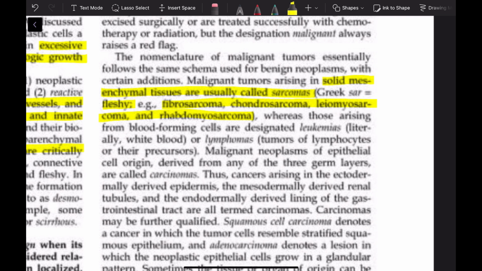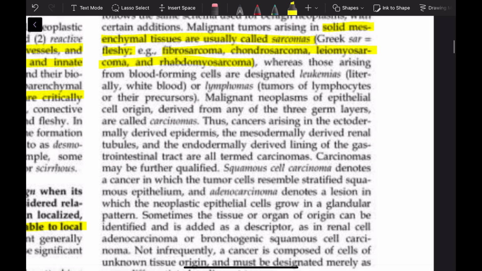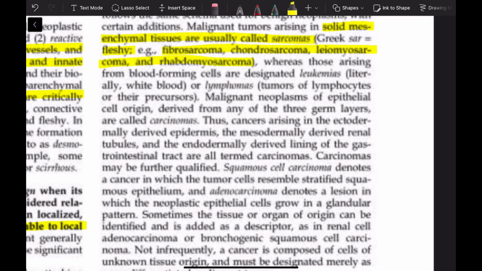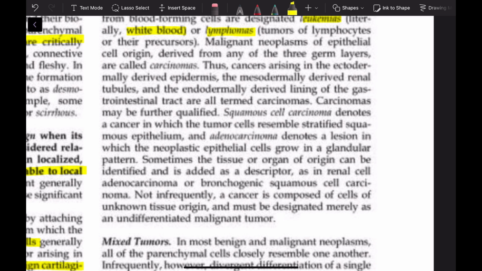Okay, your leiomyosarcoma means smooth muscles, and rhabdomyosarcoma means your skeletal muscles, whereas those arising from blood forming cells are designated as leukemias or lymphomas. Leukemias are reserved for your white blood cells, and lymphomas are tumors of lymphocytes or their precursors. They can be of both B cell, T cell, and all the lymphocytes that we know. Malignant neoplasms of epithelial cell origin derived from any of the three germ layers are called carcinomas.